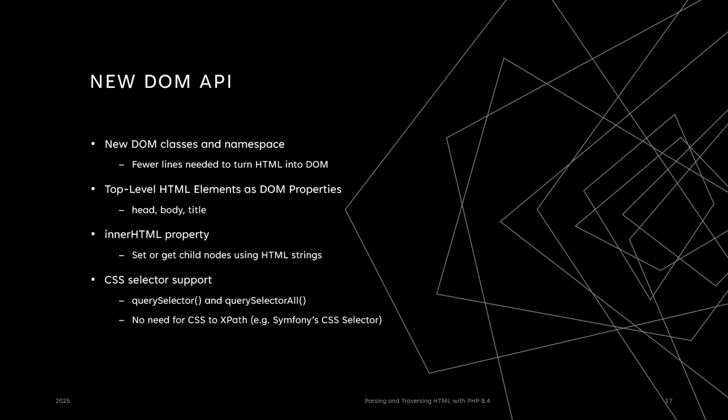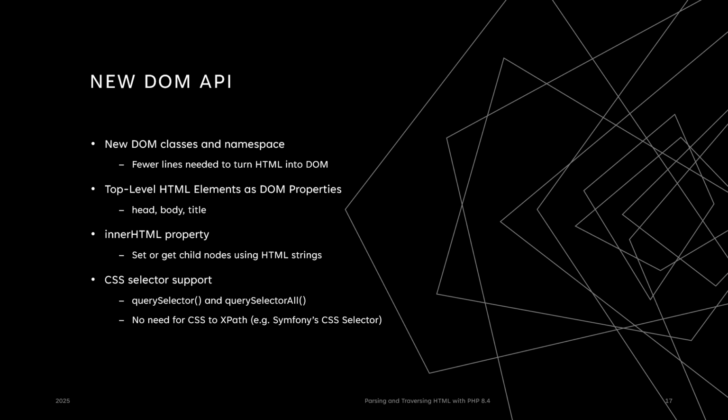So these are some of the benefits with the new DOM API. You have fewer lines to begin with. You don't have to do the new DOM document and then DOM load HTML. You also have these helper properties: head, body, title. And many of these changes are actually a DOM standard. So these aren't just the PHP guys thinking this will be convenient; there's a standard that they're adhering to. And there's inner HTML. If anyone's used that in JavaScript, that's now there. We'll look at some examples too.